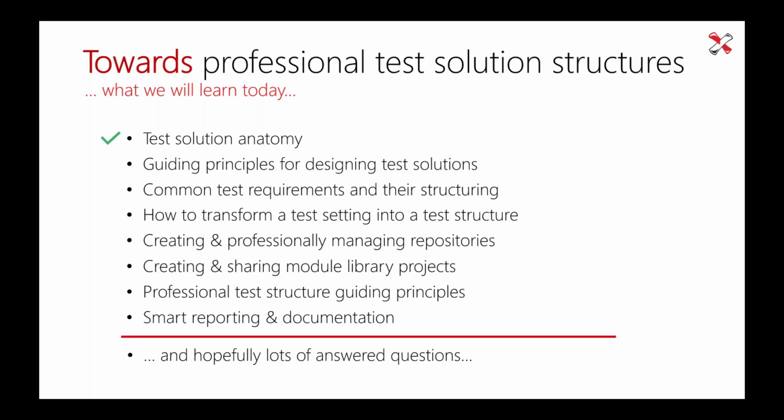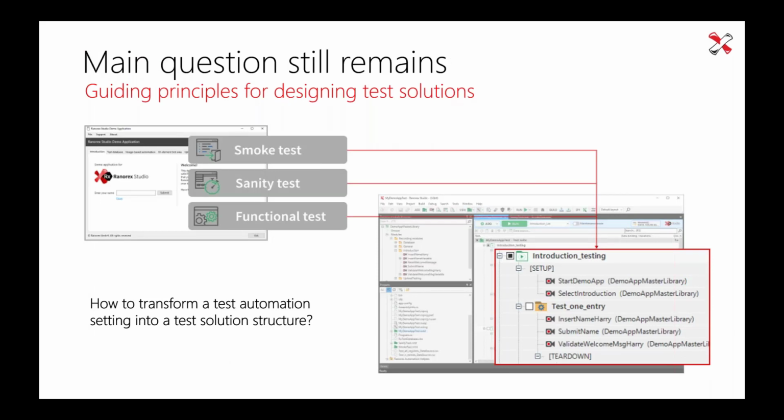So when it comes to the first guiding principles, let me first introduce this. The main question which we handle today is, if, for instance, we have some application and we know that we need to perform some tests here. So for example, common tests are smoke tests and sanity tests, and then the functional UI tests. And the remaining question is always, how should I transform my test setting into a detailed architecture of my Ranorex Studio test program? So this is always the main question.